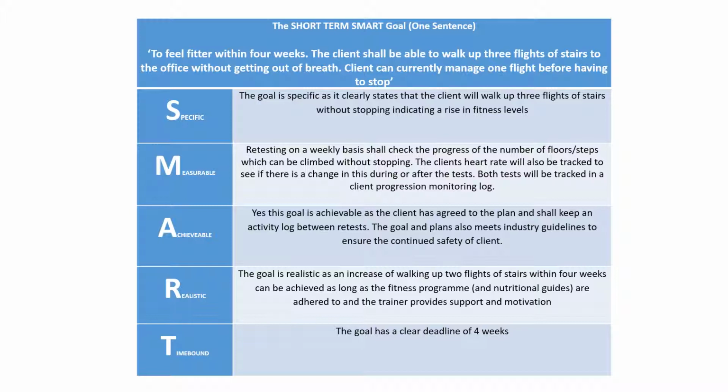So how is it achievable? Yes, this goal is achievable as the client has agreed to the plan and shall keep an activity log between retests. The goal and plans also meet industry guidelines to ensure the continued safety of the client. Is it realistic? So the goal is realistic as an increase of walking up 2 flights of stairs within 4 weeks can be achieved as long as the fitness program and the nutritional guides, if it's at level 3, are adhered to and the trainer provides support and motivation. Time bound. The goal has a clear deadline of 4 weeks.